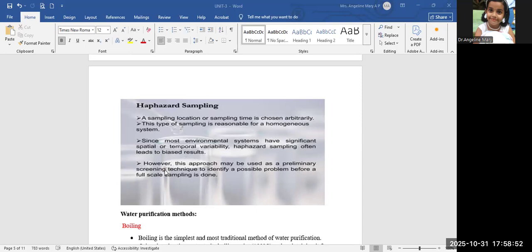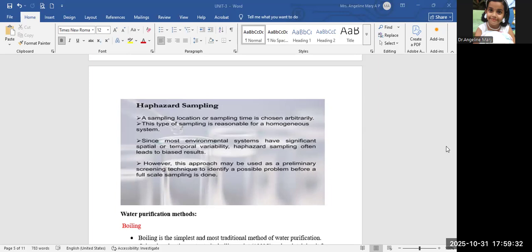However, this approach may be used as a preliminary screening technique to identify a possible problem before full-scale sampling is done. So the main advantage of this arbitrary sampling method is that it may be a preliminary screening technique. Before we go into deep investigations about that area of water, it may identify some contaminations or pollutants present in the water. A preliminary test should be carried out at the site. This is called arbitrary sampling.